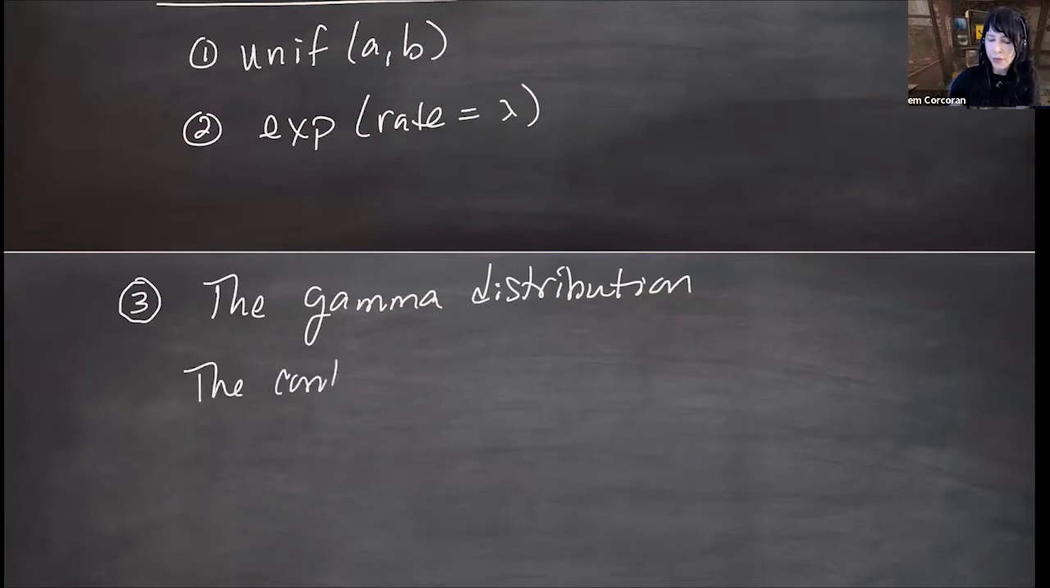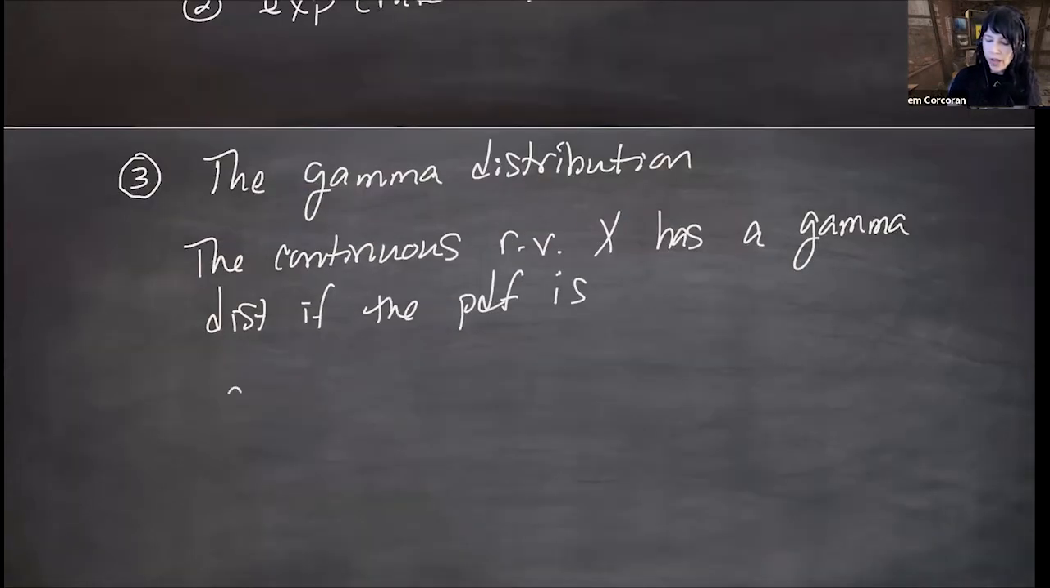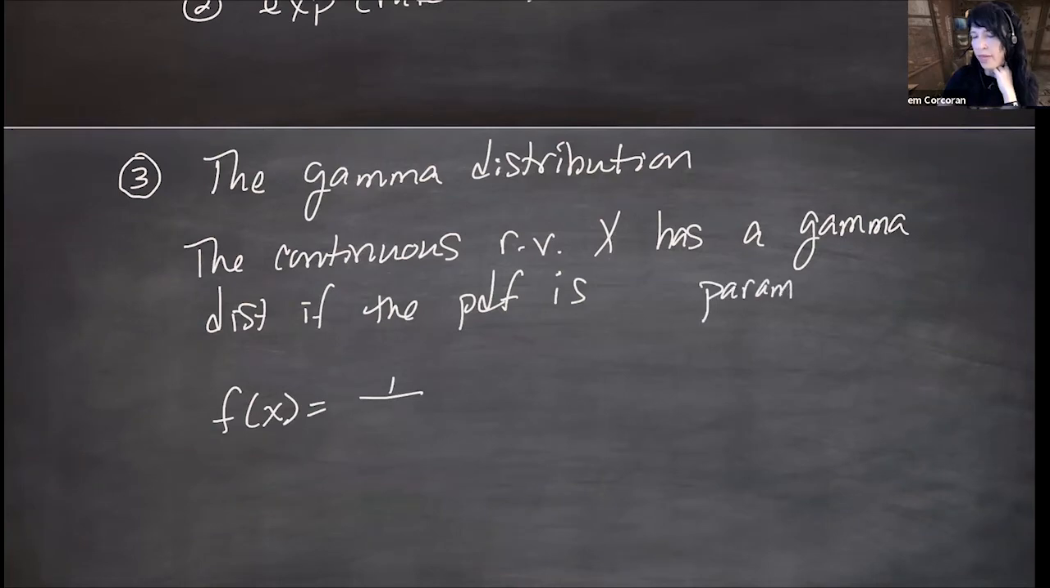The continuous random variable x has the gamma distribution if the PDF looks like this. So f of x is 1 over, so it's going to have 2 parameters. I like to call them alpha and beta. Some people call them lambda and beta, some people call them a and b, and a lot of people call them alpha and beta. So there's 2 parameters here, an alpha and a beta. They both need to be greater than 0. Like if the lambda wasn't greater than 0 for our exponential PDF, it wouldn't integrate to 1, it would blow up. So there are some restrictions on the parameters.